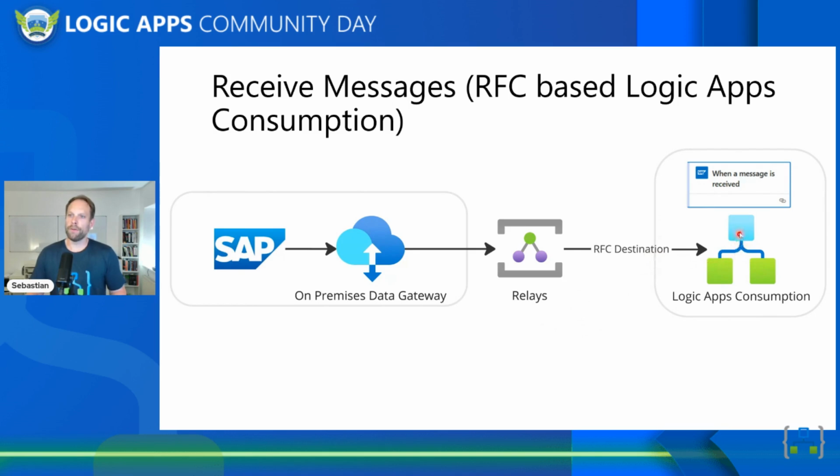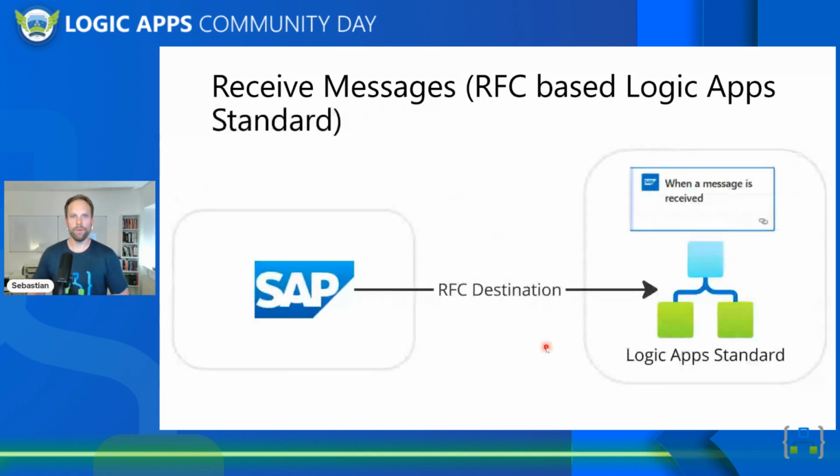What we need to do here is configure a trigger, when a message is received. And this trigger is an RFC destination in our SAP system. That means we have a program ID here, and the program ID is the subscriber to data which comes to this RFC destination. And the data flow: when SAP sends data over this RFC destination, it needs to go through the on-premises data gateway, because the way back to the Logic Apps is exactly the same as when we want to send data to SAP. When we are talking about Logic Apps Consumption, we need to have this on-premises data gateway in place. Then there's a relay which is used to send the data to our message trigger here.